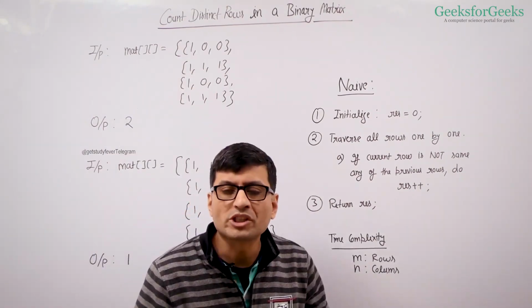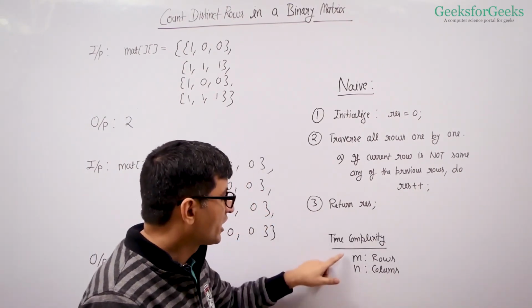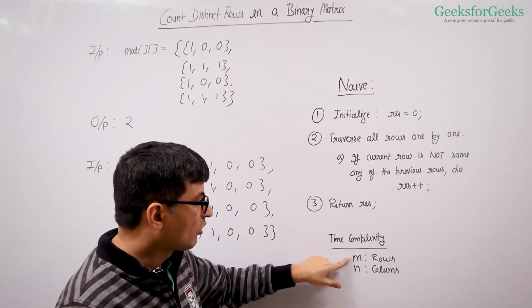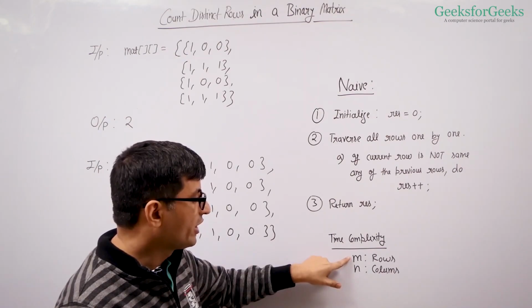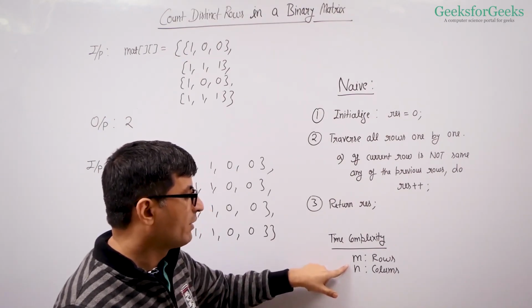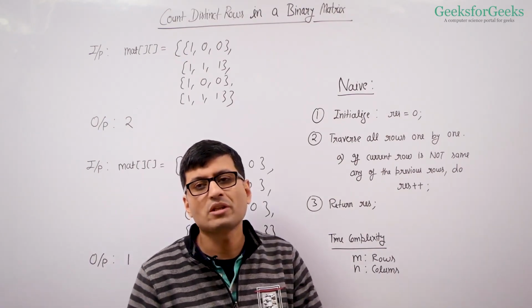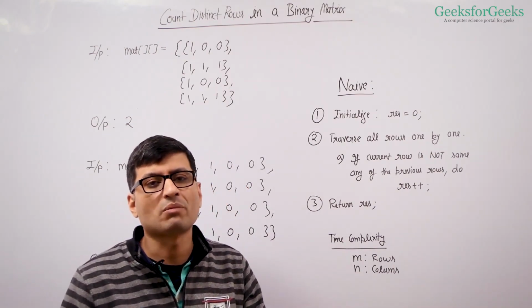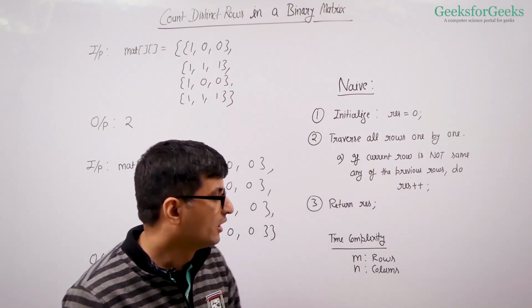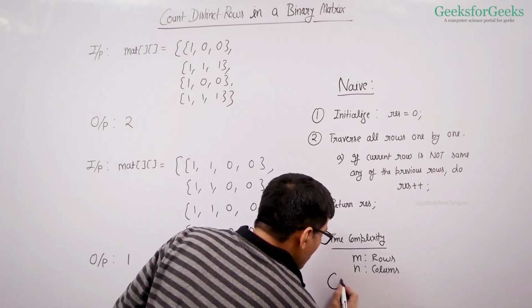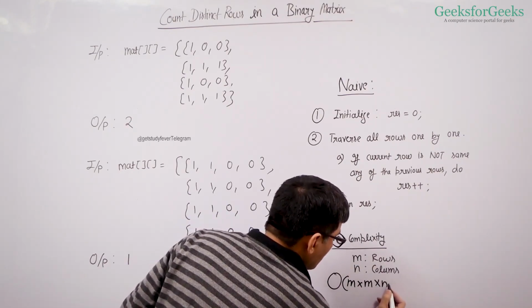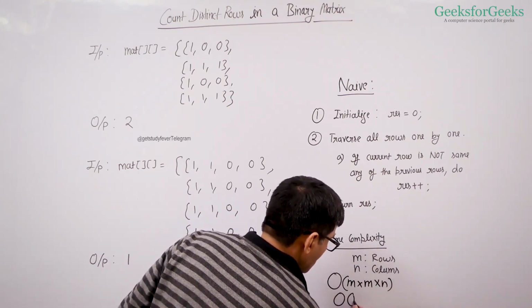Now what is the time complexity of the solution? Let's say there are m rows and n columns. We are going to traverse through all m rows, and for every row we are going to do big O of mn work to check with all the previous rows that we have visited. That work can be upper bounded by big O of mn. So we are going to do big O of m into mn work, which is big O of m square n.